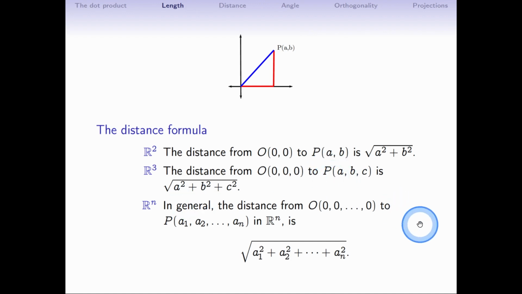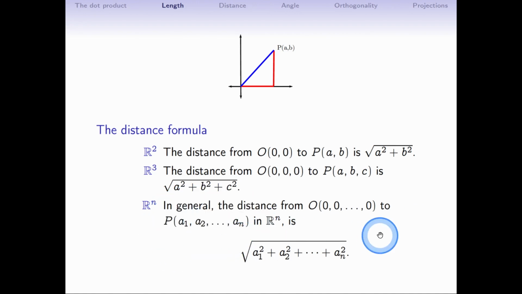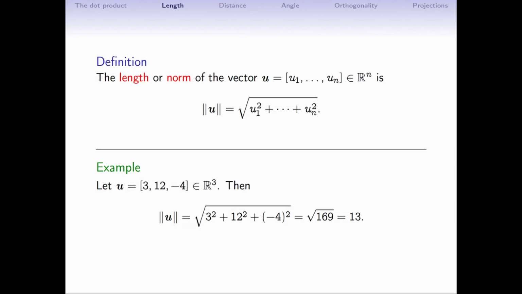Now, in general, in Rn, if we want to compute the distance from the origin to a point with coordinates a1, a2 on out to an, it's the same basic rule, right? That distance is going to be the square root of the sum of the squares of the coordinates. So that's how we compute distance in each of these cases from the origin to a point in space with some specified coordinates. Now, the distance formula leads us naturally to our notion of length or norm for a vector.